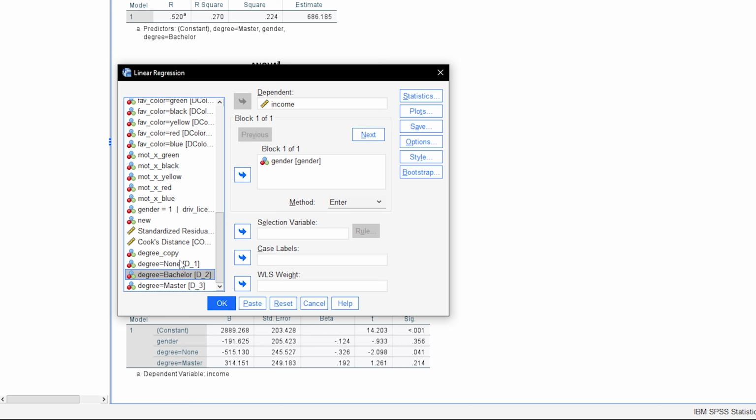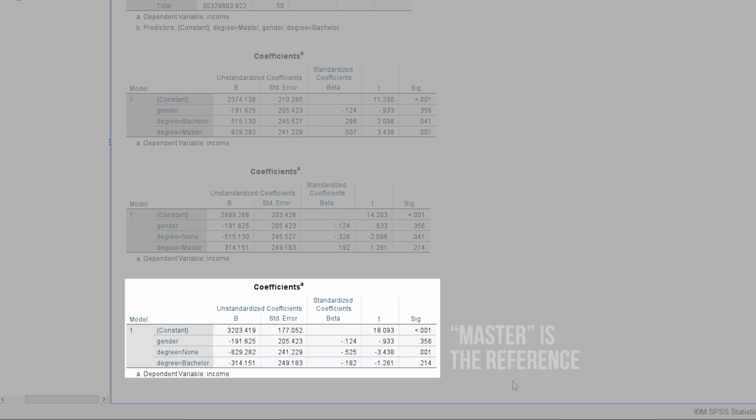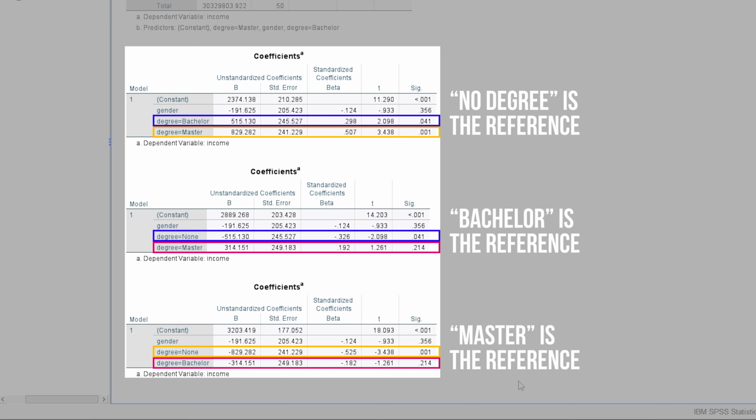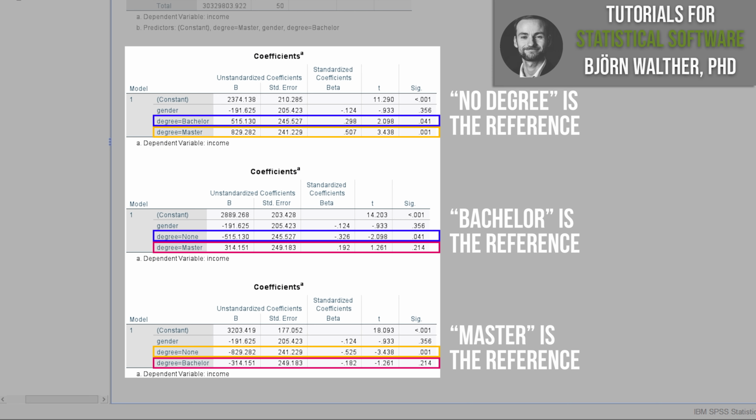Finally, we can swap the reference category for a third and final time, waiving the master's degree. The coefficients are all carrying negative signs and show the differences in income between masters and bachelor, minus 314, and masters and none, minus 829. We were already able to observe this in earlier calculations. Please always consider the p-values when making those comparisons.